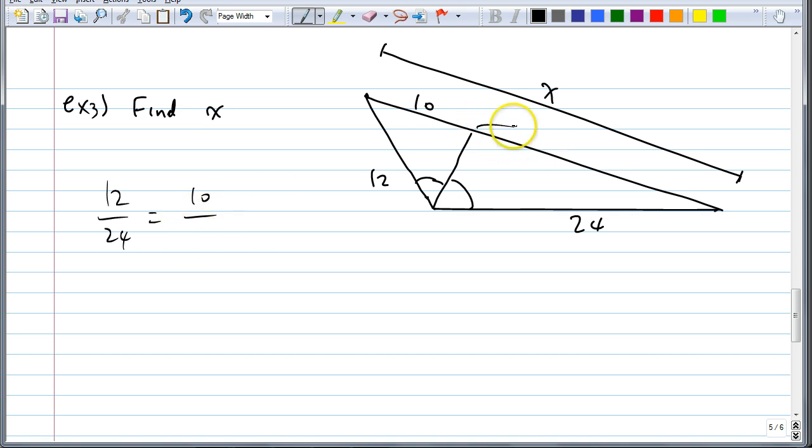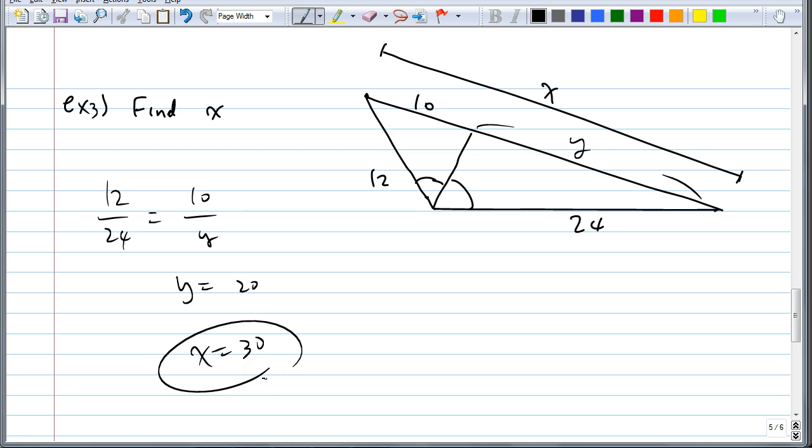Or let's just call it y. Isn't that easier? Because if you know what y is, could you figure out what x is? Yeah. So if you call that y, what does y come out to? Y is equal to 20. Well, if y is 20, guys, what's x? 30. Right? 20 plus 10. Easy enough? Okay, this one was very straightforward.